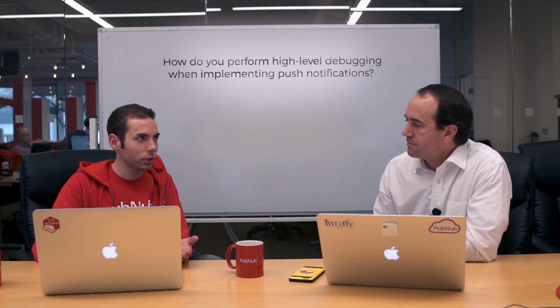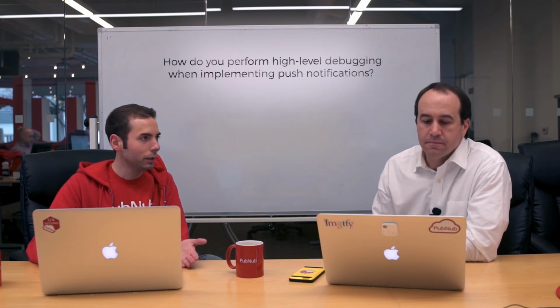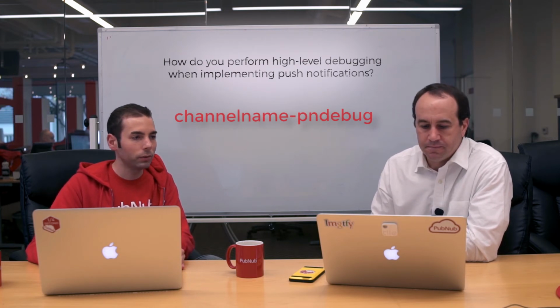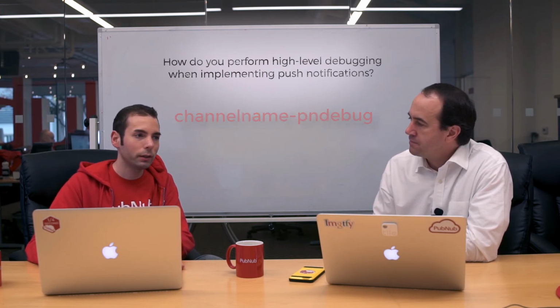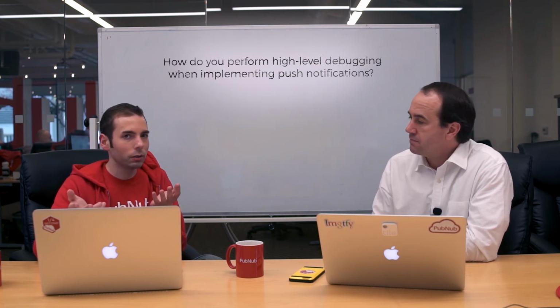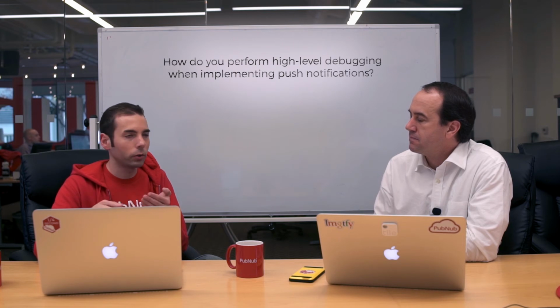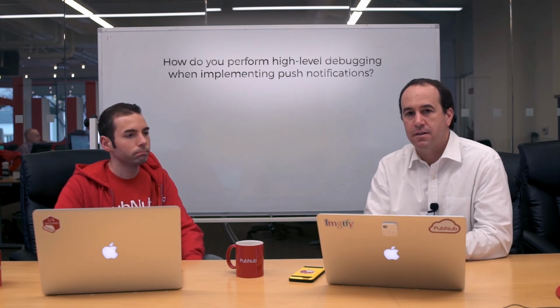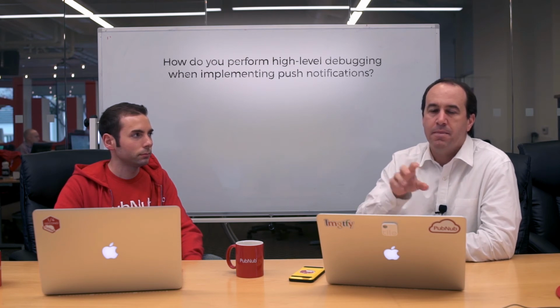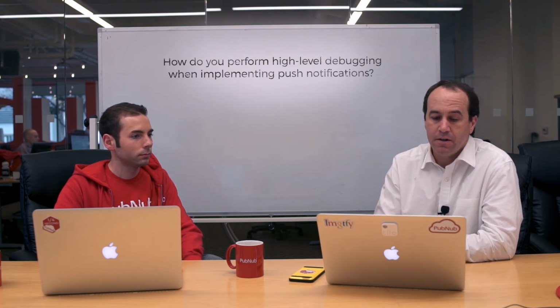So for example, if the channel name was ABC, the debug channel name would be ABC-pndebug. You can subscribe to this channel on the Dev console, and then you can receive all the feedback. Was it successfully delivered over the Apple network, or was it a malformed payload? Right. And in order to receive these high-level debug informations, you would need to, in the message payload that you publish, indicate pn_debug: true.